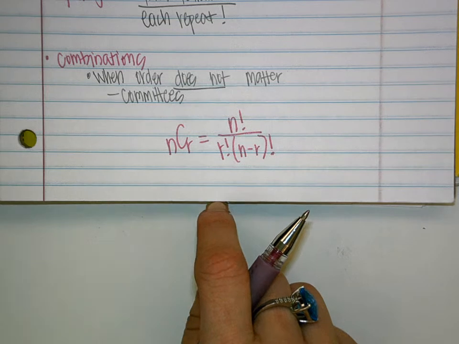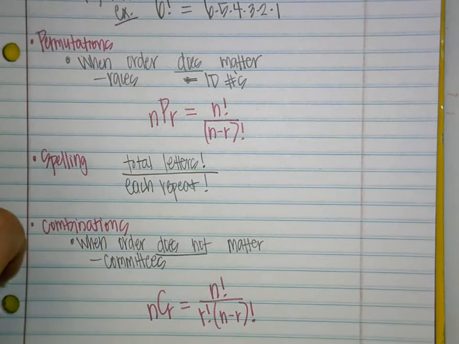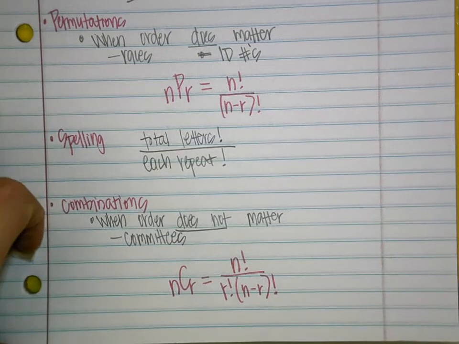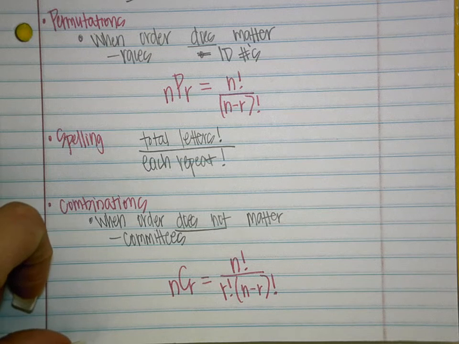Can you go back to the conversation? Do you have to know the difference between combination and permutation?